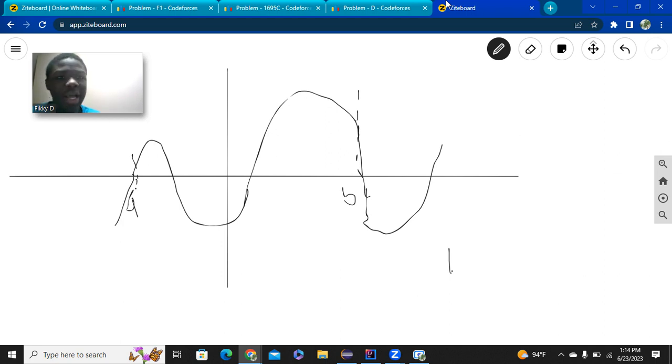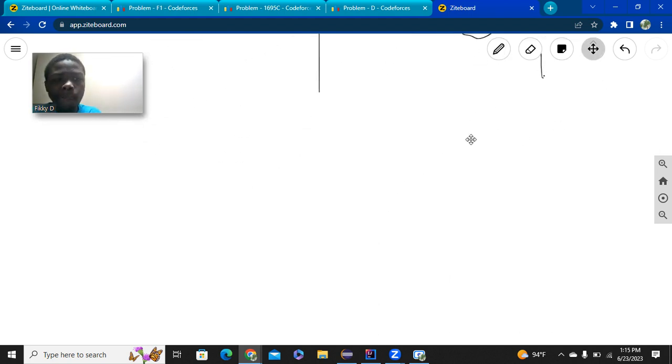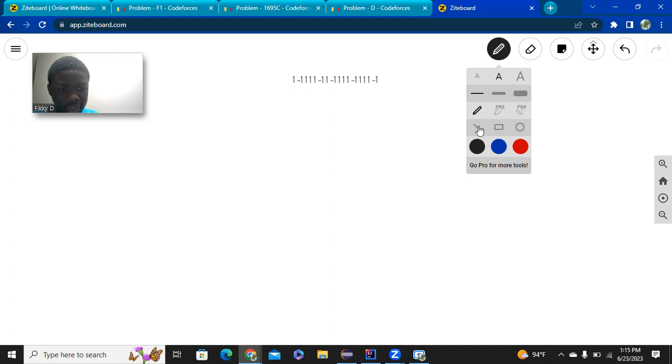That rarely happens, right? And so the idea here is that in these problems, they basically give you just a string of ones, negative ones, ones, negative ones, negative ones, negative ones. You can think of this as a function.